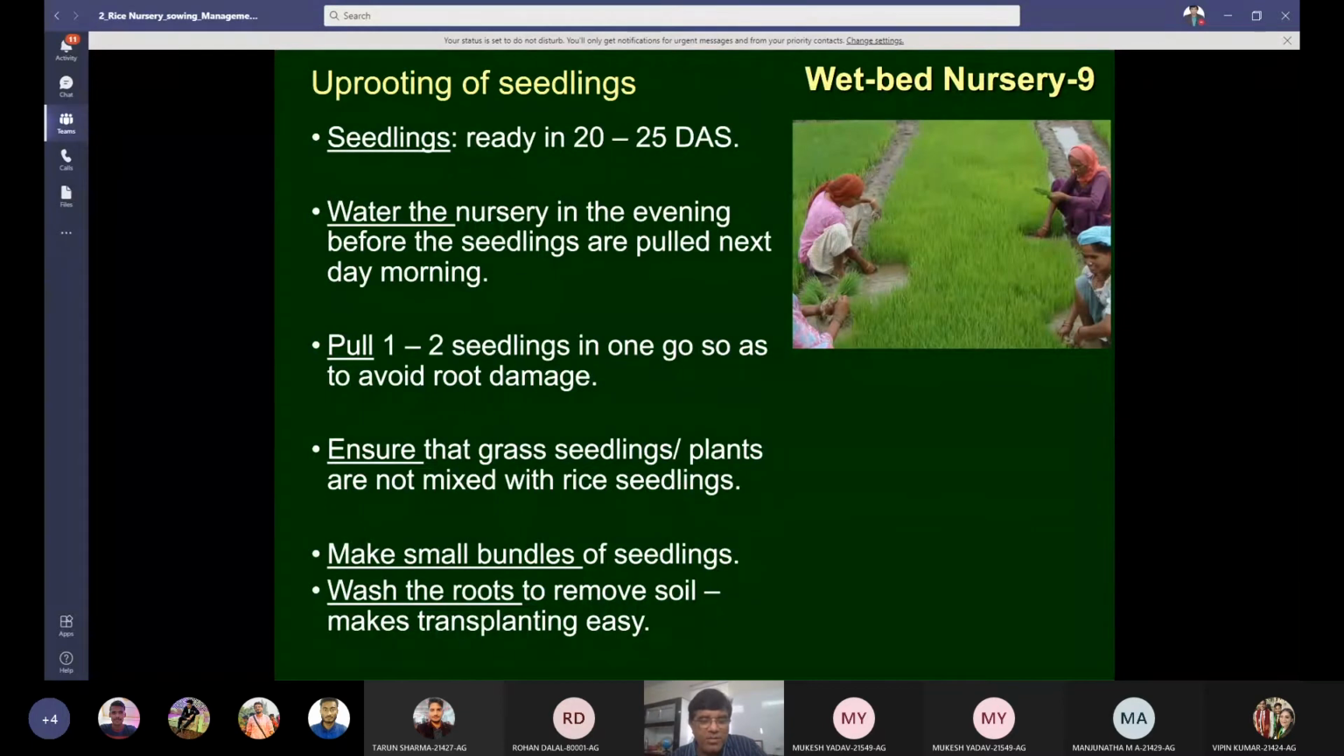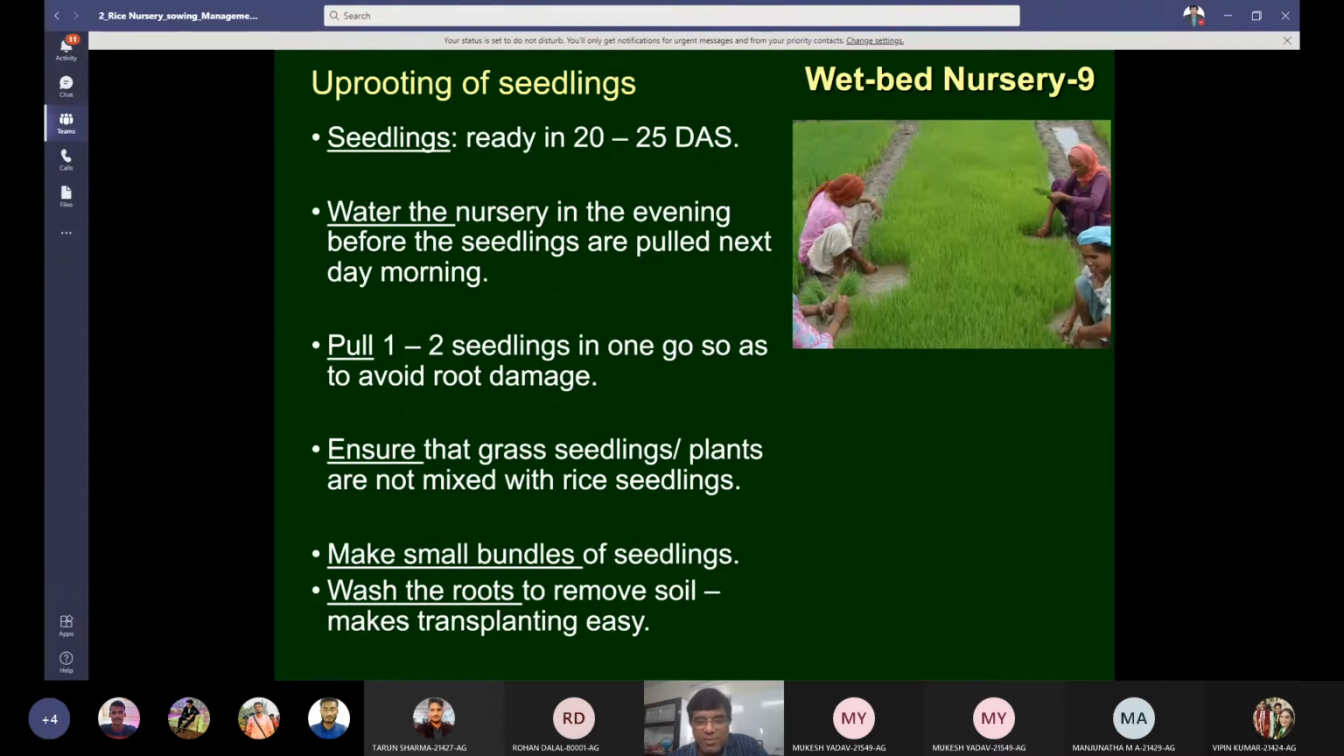Avoid root damage. Ensure that grass seedlings or plants are not mixed with rice seedlings. Many times your nursery is full of weeds, and farmers or people may uproot both weeds as well as your crop seedlings. Then these weeds can be directly transplanted in the field. That way, instead of planting rice seedlings, you may plant weed seedlings. That is not good, because many grasses look like rice. So farmers sometimes get confused whether it is rice or not. I told you how to distinguish rice seedlings and weed seedlings.